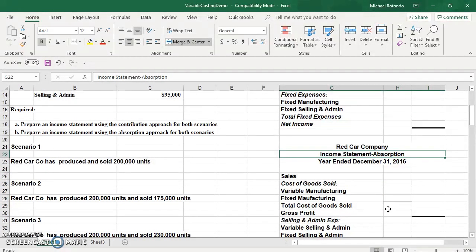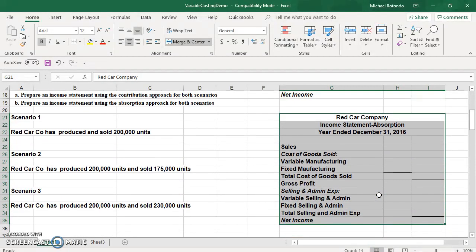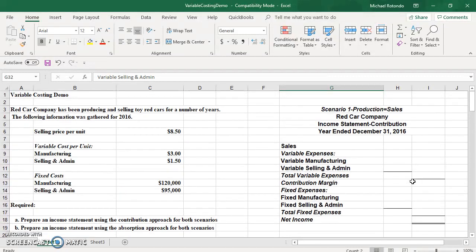Under the rules of the Securities and Exchange Commission, only absorption costing can be used for external reporting. Now, I listed fixed and variable costs on here just to make it easier for us, but we never do that on an absorption financial statement that is being issued to the public.